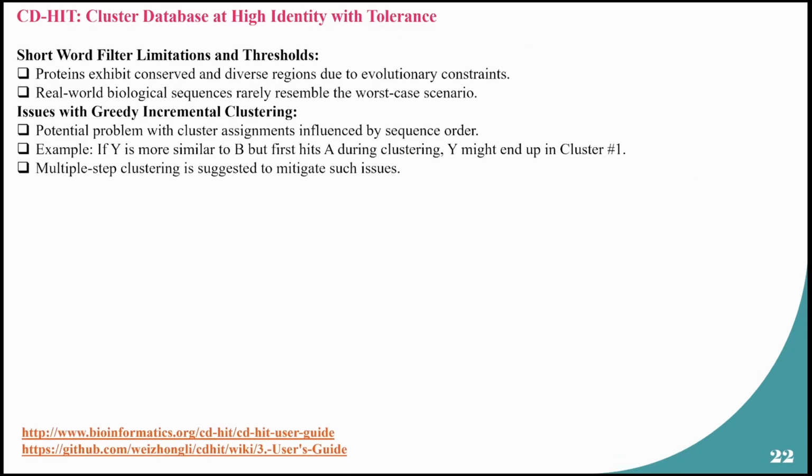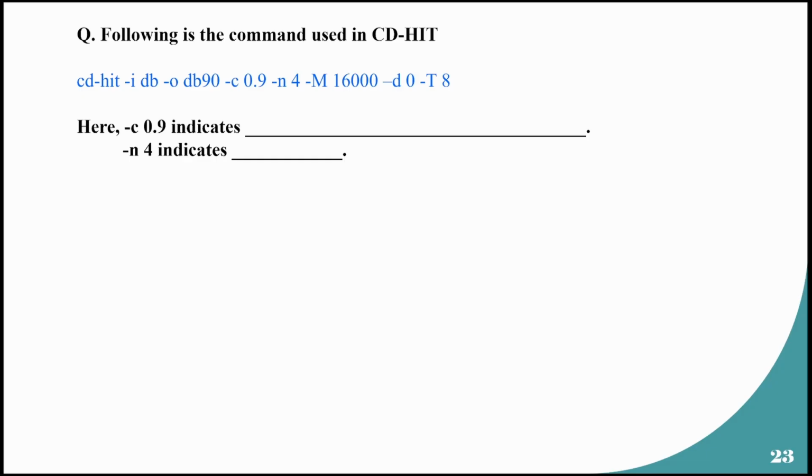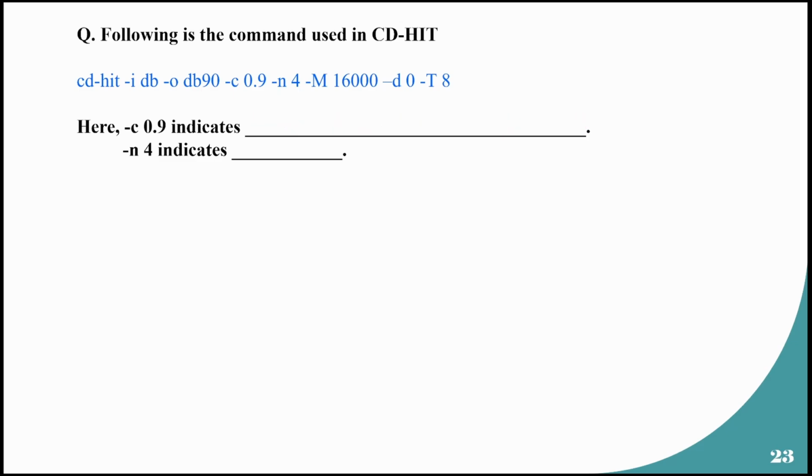Yeah, so CD-HIT basically uses a short word filter, and then there are also some issues with the algorithm that it uses. For example, if y is more similar to b but first hits a during the clustering, that y could end up in cluster number one instead of cluster number two, where b is present, right? So there are also ways to mitigate this sort of limitation. Another program, I guess Professor Promiha included, is discussed later. That's another program, but we'll look into it a bit later.